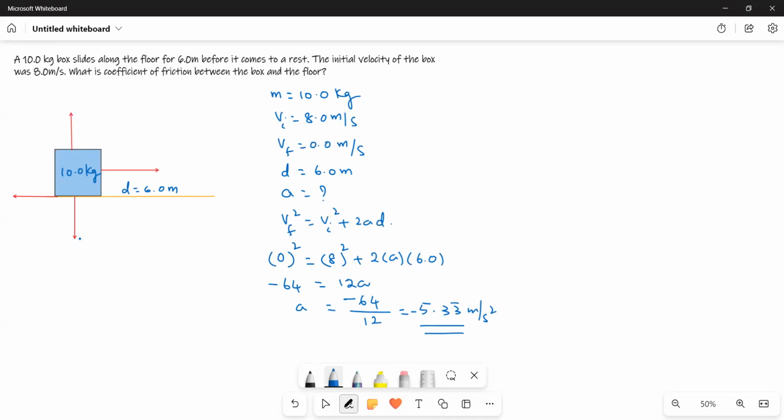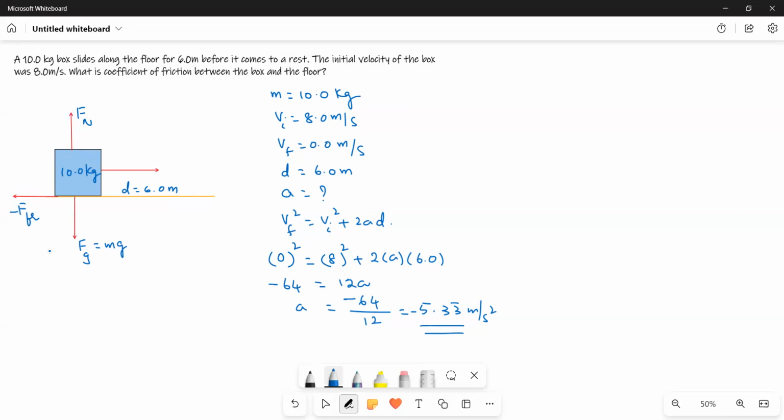Now we complete the free body diagram. This is the weight acting vertically downwards, Fg is equal to mg. And then this is the normal force acting upwards. And then this is the friction acting this side. So this direction is negative, so I will put negative F friction.